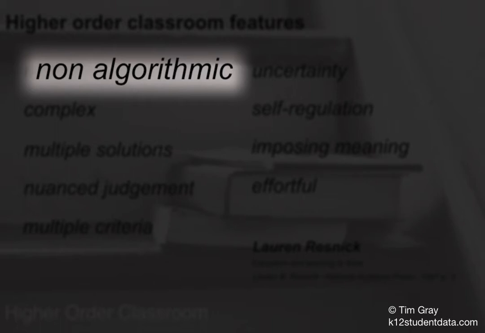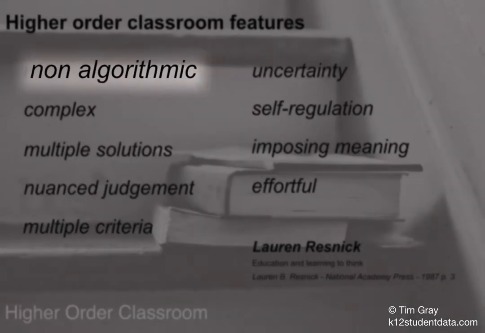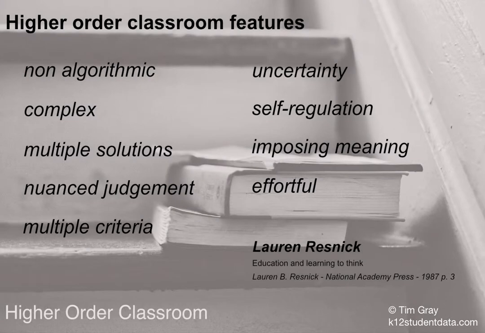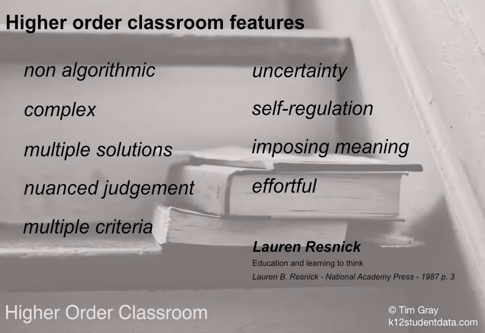And what that means is the path of action is not always fully specified in advance, and you need to take different approaches to completing a task. Next, higher order thinking is going to be complex. There's not a visible path from a single vantage point. The student is going to have to look at the problem from multiple views and perspectives to figure out how to solve or even approach the problem.